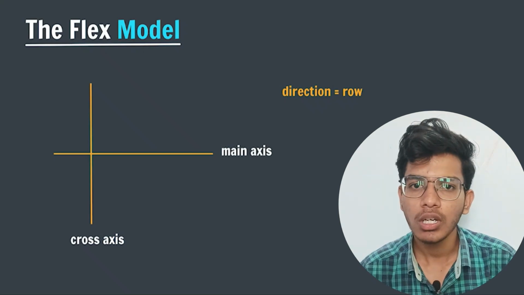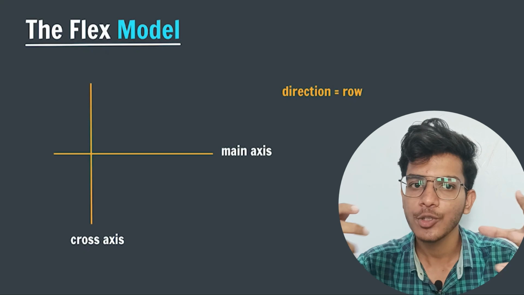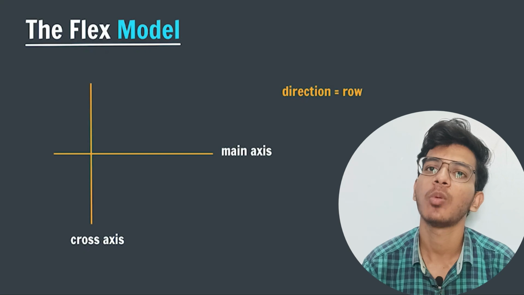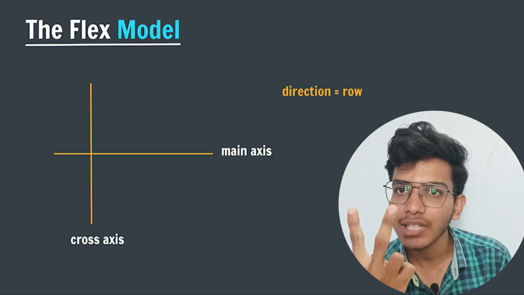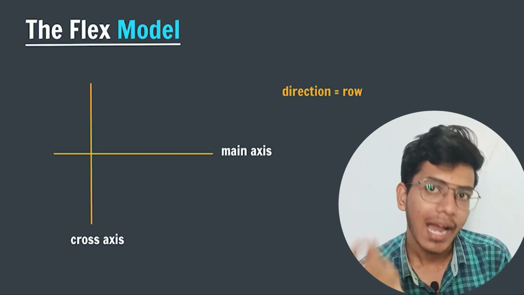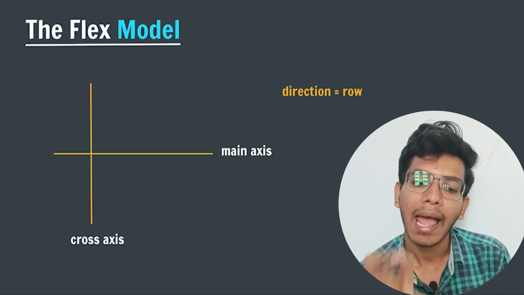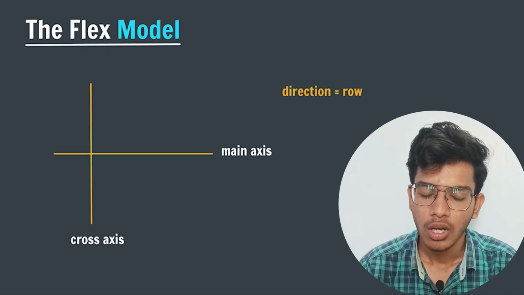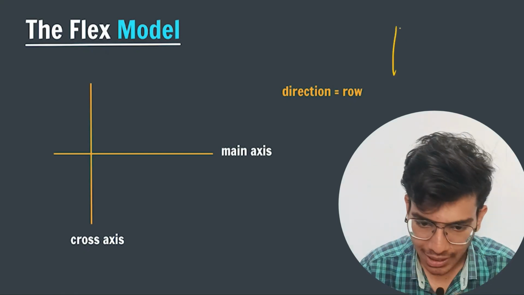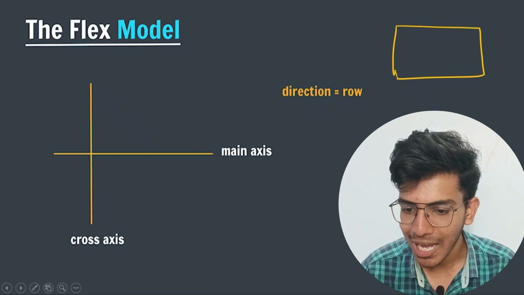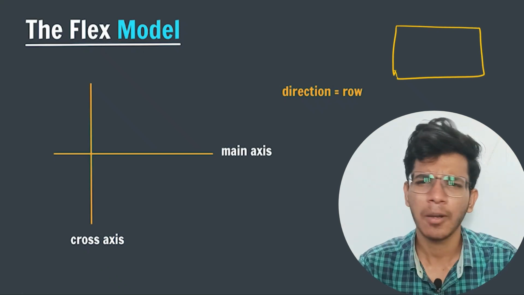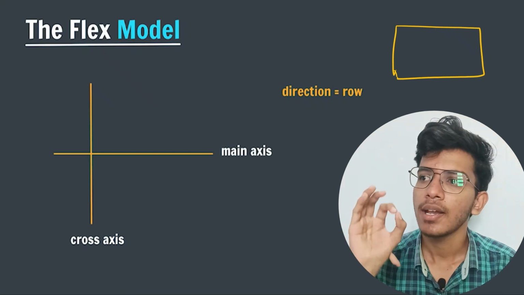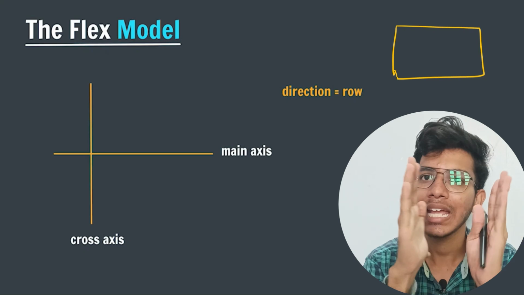Okay, so whenever you imagine a box, whenever you imagine a set of items involved in a Flexbox, there are 2 axes associated with it, and we call them the main axis and the cross axis. Now to imagine that, let us take a scenario: I have a plain web page, and there is nothing in my web page. Now I will create a box.